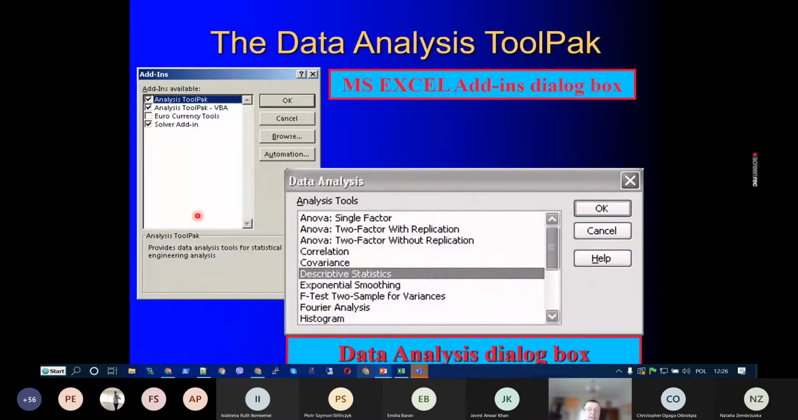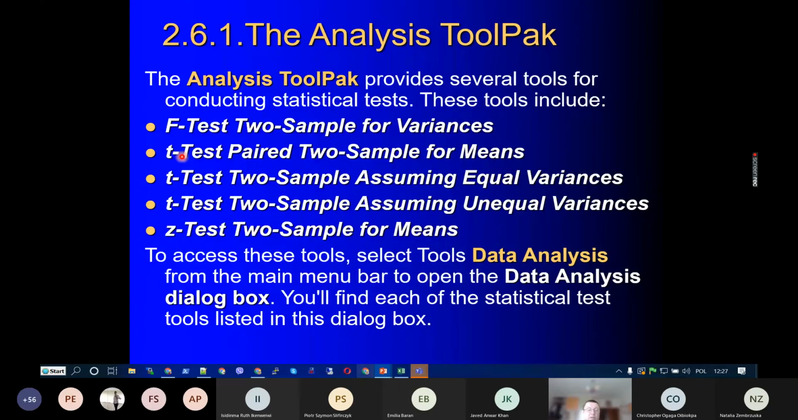So here is how to enable the Analysis ToolPak in your spreadsheet, and we have a number of analysis tools for performing various types of statistical analysis, which include descriptive statistics, hypothesis testing, correlation analysis, etc. And regarding hypothesis testing, we have the Fisher test, the t-test, and the Z-test. As you can see, all this relates to parametric assessment. In the case of non-parametric assessment, only formulas are usable.